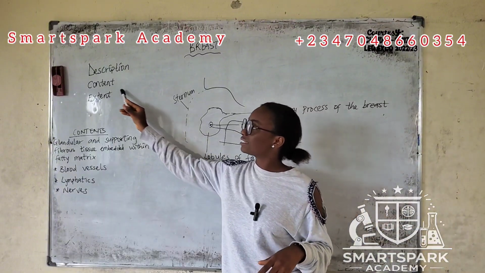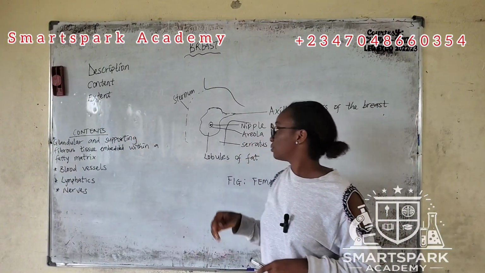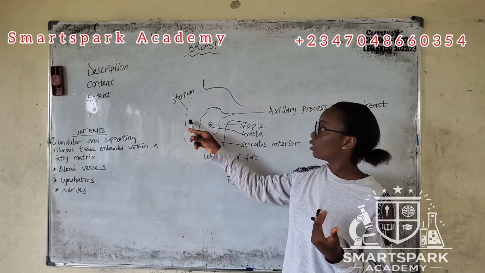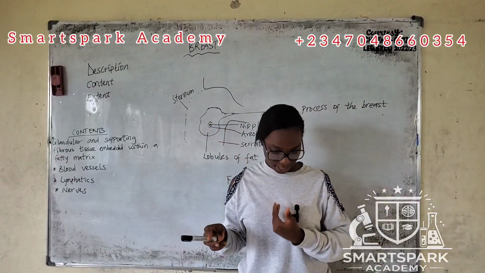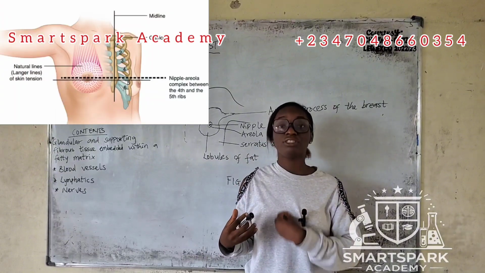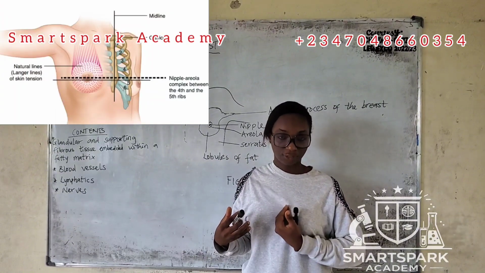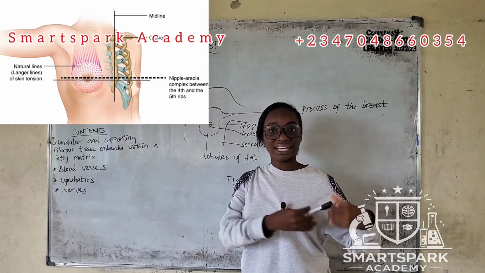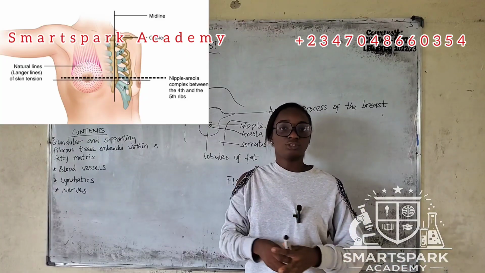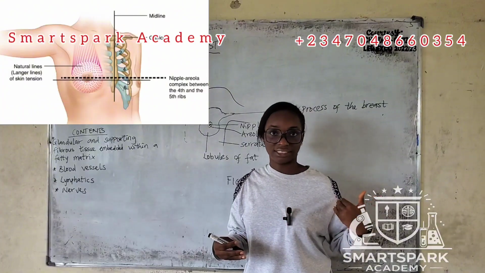Now, let's look at the extent of the breast. Transversely, the breast extends from the sternum to the mid-axillary line. Let me use myself as an example. You know that your sternum is in the midline of your body. The breast extends from here to the mid-axillary line. Your axilla is towards the lateral section of your body. So it's going horizontally this way.